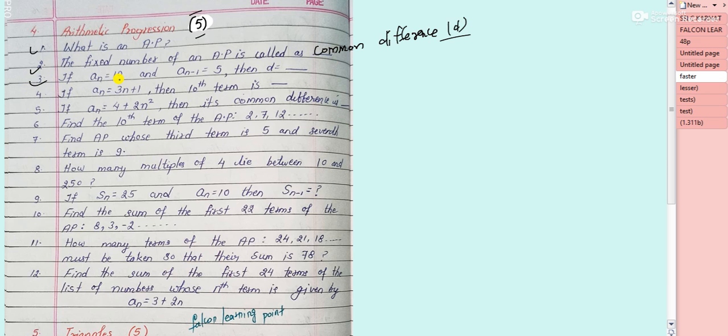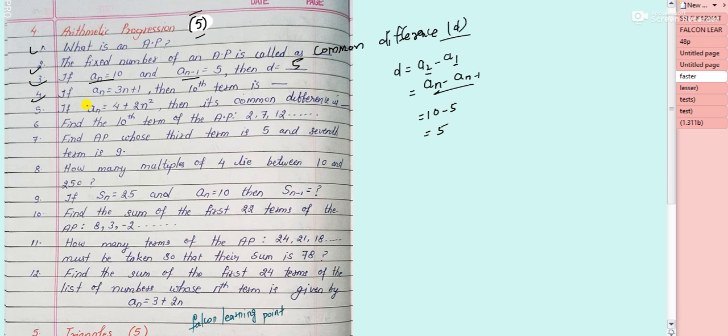Next is, if an is 10 and an minus 1 is 5, what is d? We have a formula. d is always the difference between two numbers, correct? a2 minus a1, if you have learned this. If I write this as n, a1 can be written as n minus 1, right? If n is 2, what is 1? 2 minus 1, isn't it? So this is in that form itself. So you can directly write 10 minus 5. So the difference is 5.